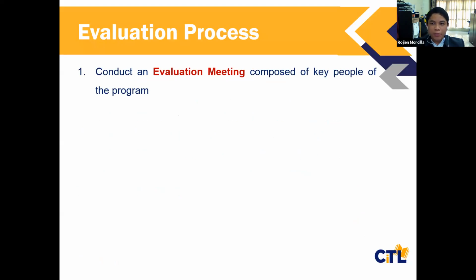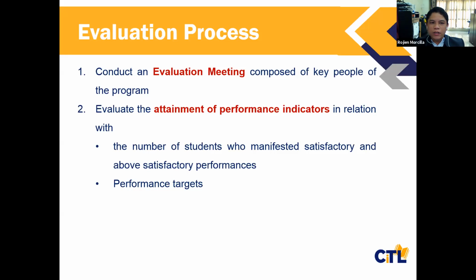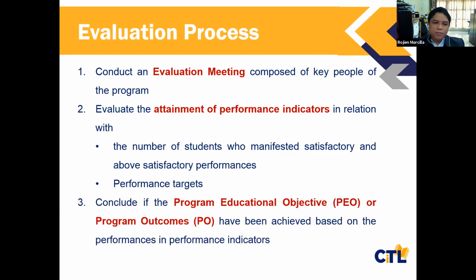So it can't be only the chairman who evaluates, no? The chairman has a committee or meeting with the key persons of the program. In the evaluation, we evaluate the attainment of the performance indicators in relation to the number of students who manifested satisfactory and above satisfactory performance, and even the performance targets. Targets will come later, no? There are targets set per program.